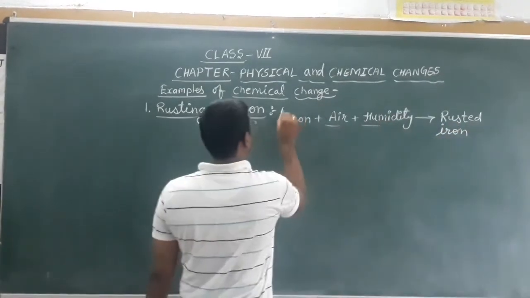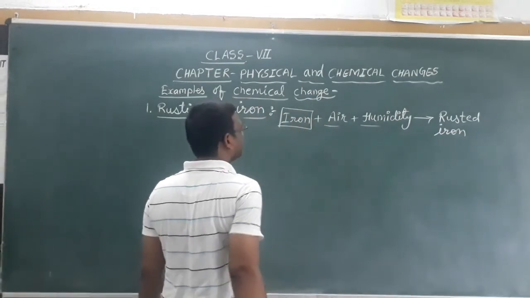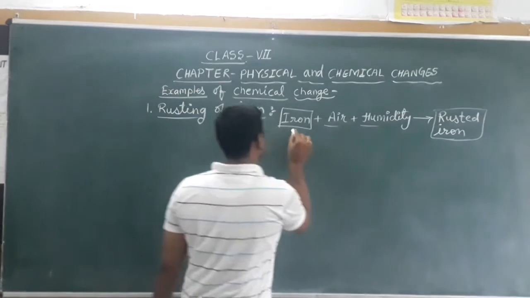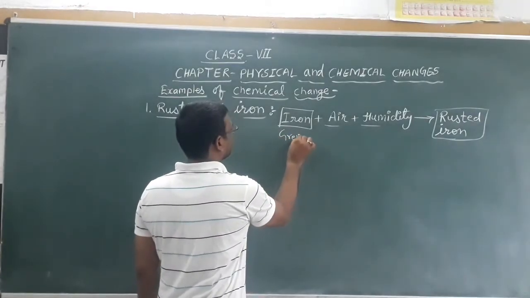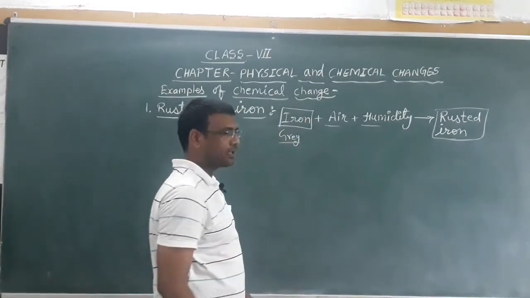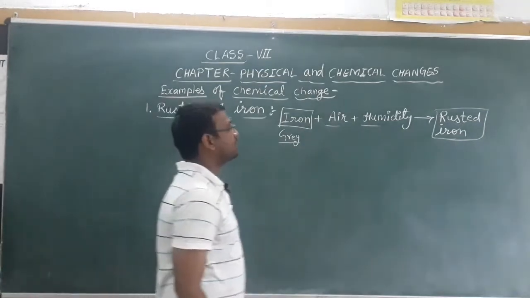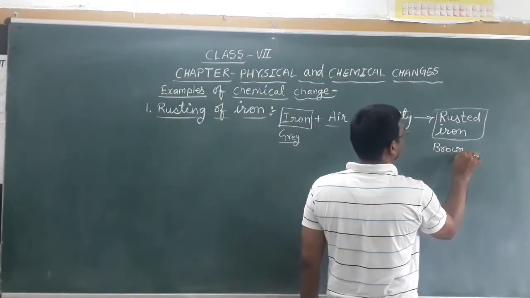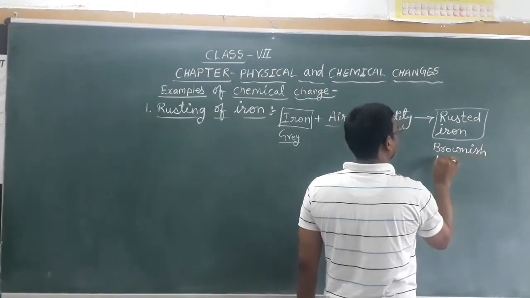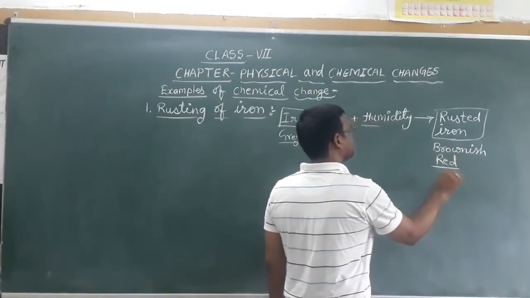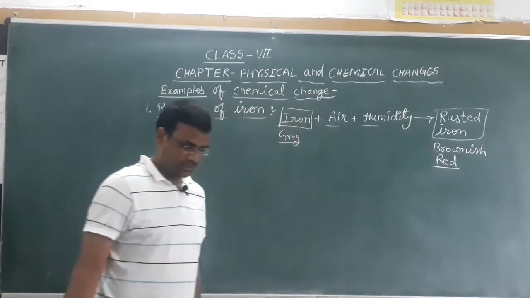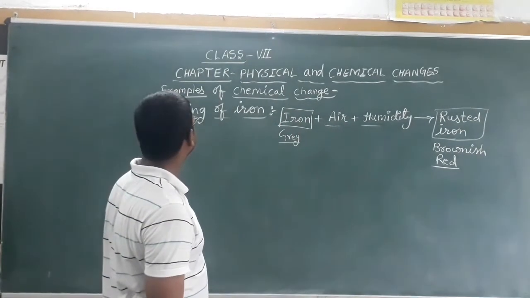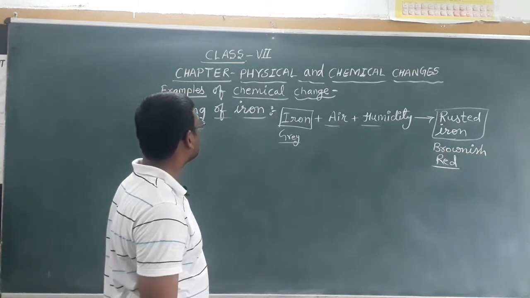Now the color of the initial iron and rusted iron is different. Here it is generally gray color, just like this board color. Next, rusted iron is brownish red or reddish brown. So this is the important change, an example of chemical change, that is called rusting of iron.